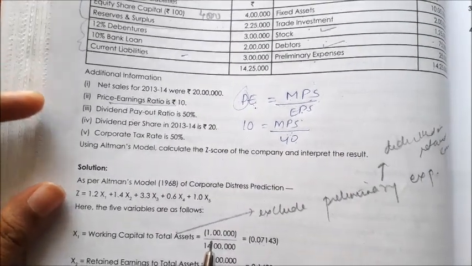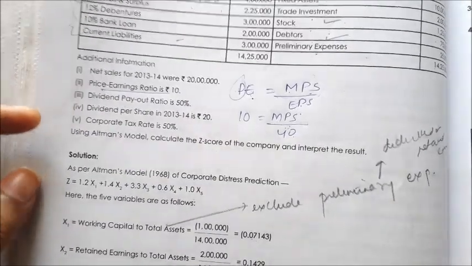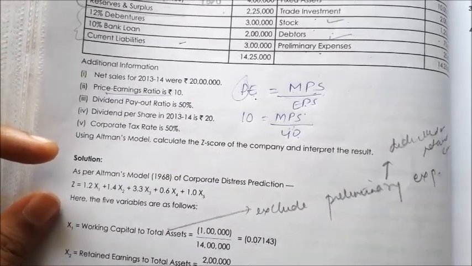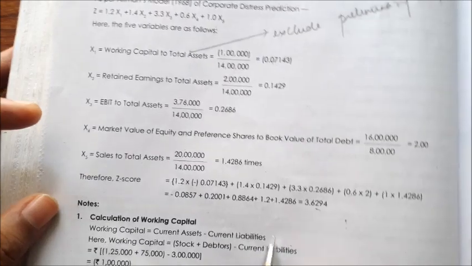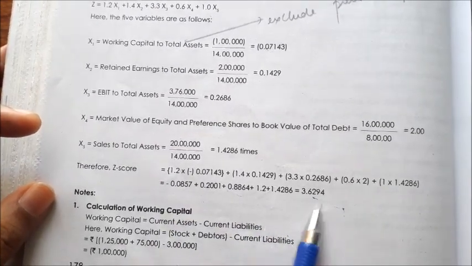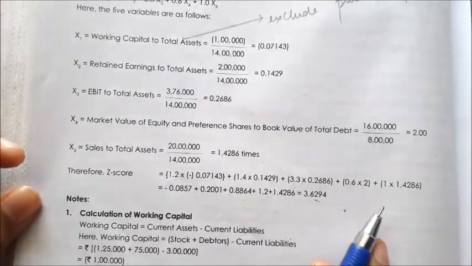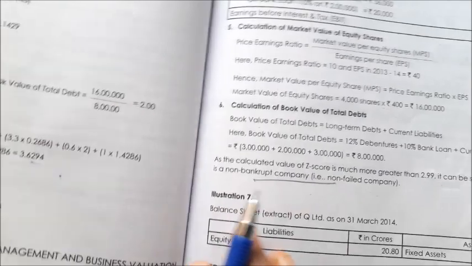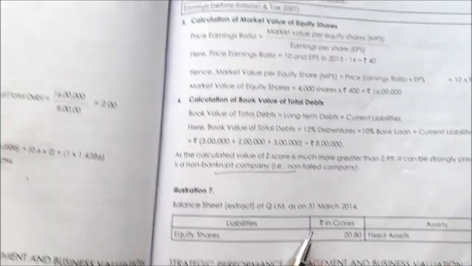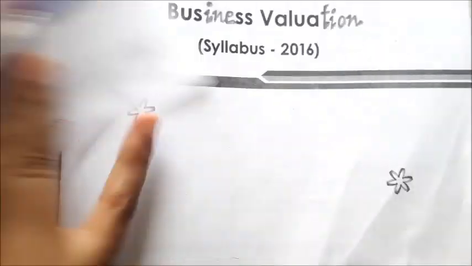the market value of equity and preference shares as 16 lakh. So all the values are now readily available. We solved it. Multiplying everything, this would be a negative value only, and if we multiply everything, we get 3.6294. Then the company has a good value and is in the safe zone. It's a non-bankrupt company.